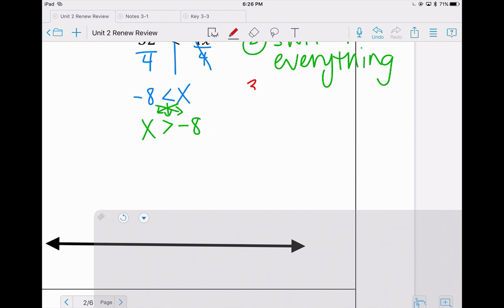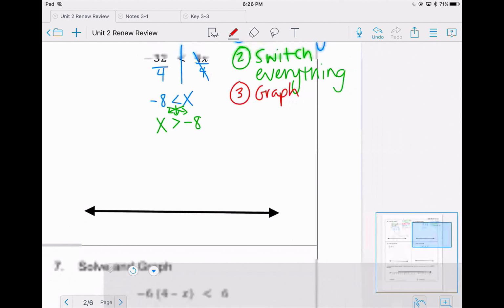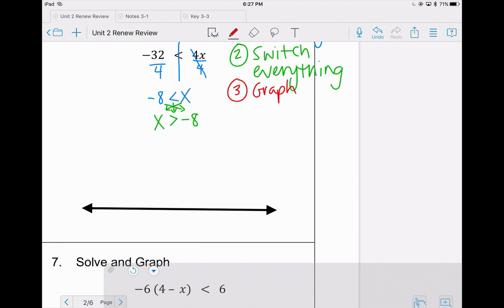From here, I can graph because I have my letter on the left, letter left, letter left. And so my inequality is going to be that x is greater than negative 8. So again, my negatives are to the left of 0. I again have an open bubble because there's no line under the inequality, and greater than goes to the right.